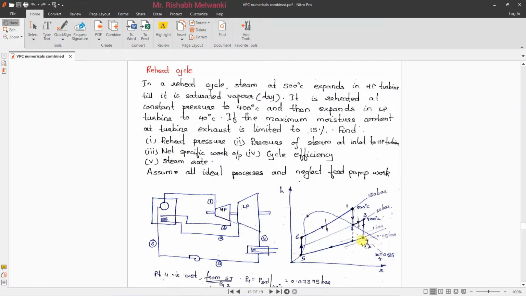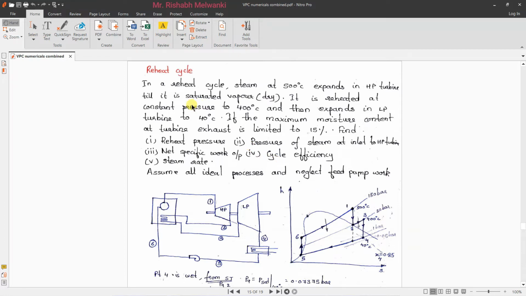So if you see the cycle, we have 1 to 2 isentropic expansion in the HP turbine, then 2 to 3 constant pressure reheating in the reheater, 3 to 4 isentropic expansion in the LP turbine, 4 to 5 constant pressure heat rejection in the condenser, 5 to 6 isentropic pumping, 6 to 1 constant pressure heat addition in the boiler. Now we'll see the data.